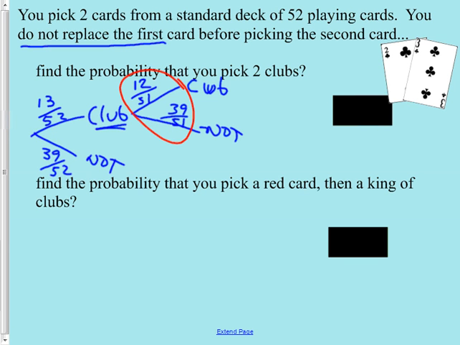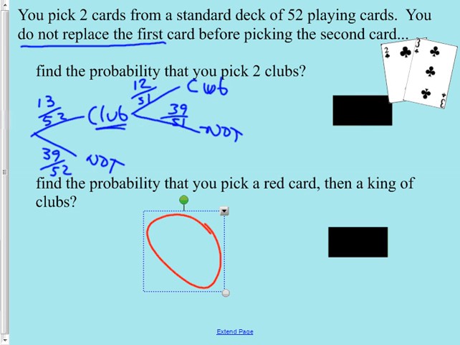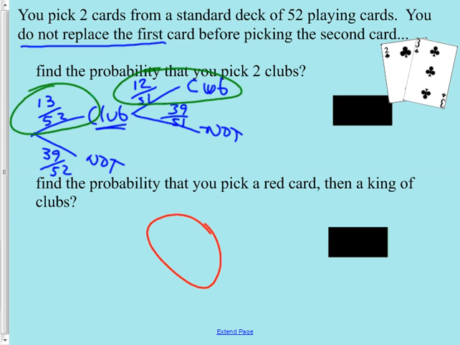Once you've made your tree, then the probability of picking 2 clubs. Well, actually, I probably wouldn't have needed the tree, but here it is. There's the first club. There's the second club. I went down that path. I just had to multiply those 2 things together.